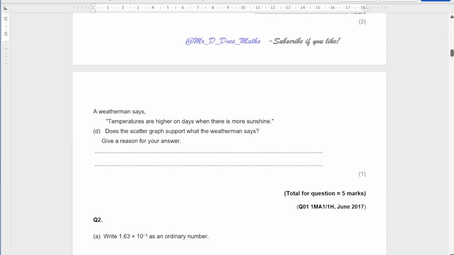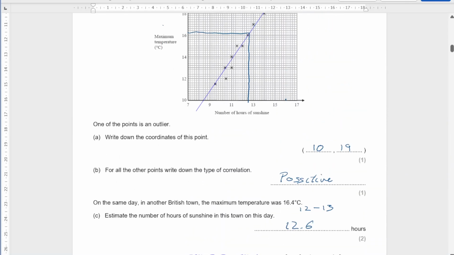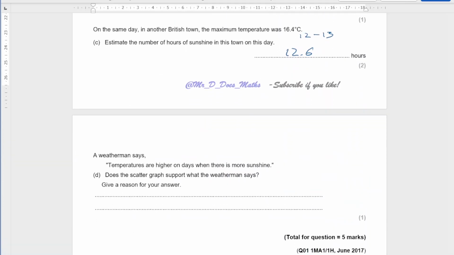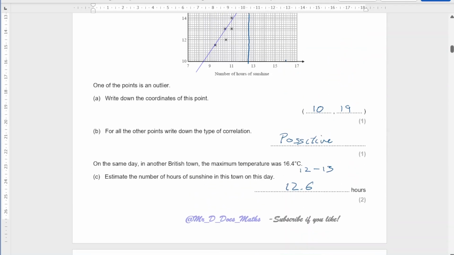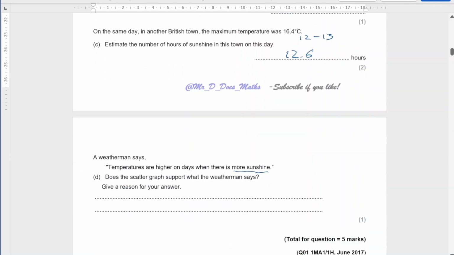Okay, and the Weatherman says the temperatures are higher on days where there is more sunshine. Does the scatter graph support what the Weatherman is saying? Give a reason for your answer. No, I actually really hated this question. Technically, if we're being incredibly literal about it, you could make a case for an argument of no. We're given a maximum temperature, so that kind of implies an average temperature.